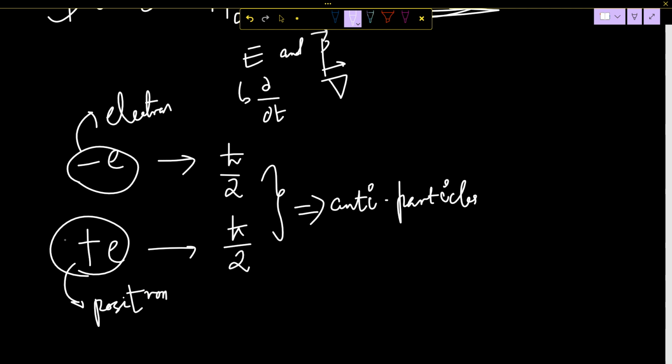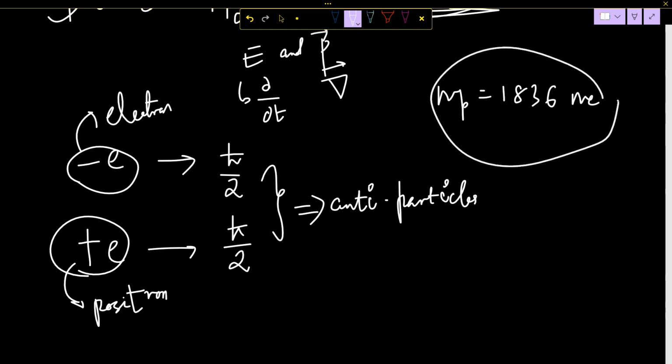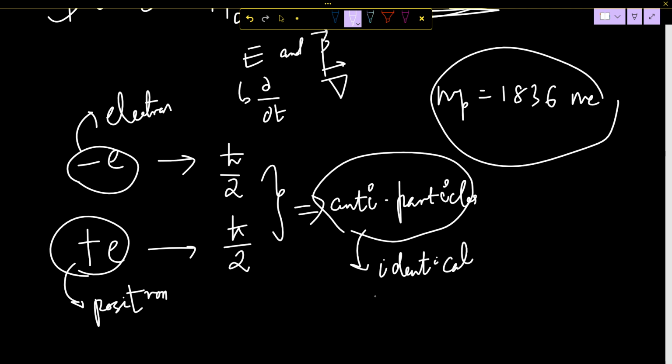But here the mass of the electron and positron are the same. The mass of a proton is different. The mass of a proton is 1836 times the mass of the electron, so they are not identical in mass. So we cannot say that these are antiparticles of each other. How do we define antiparticles? Antiparticles are two particles whose masses are identical, but the charges are opposite to each other.